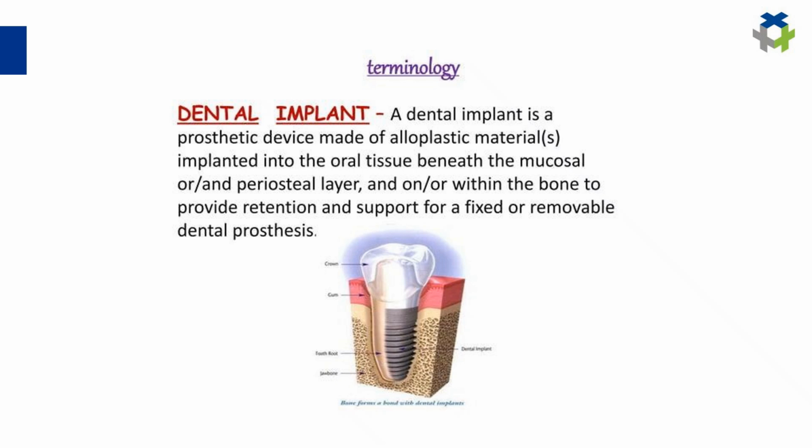Finally, the prosthesis. This is a crown, bridge or a denture that sits on the top, mimicking the natural tooth in shape and function. Together these three components work as a single unit to restore chewing ability and appearance.